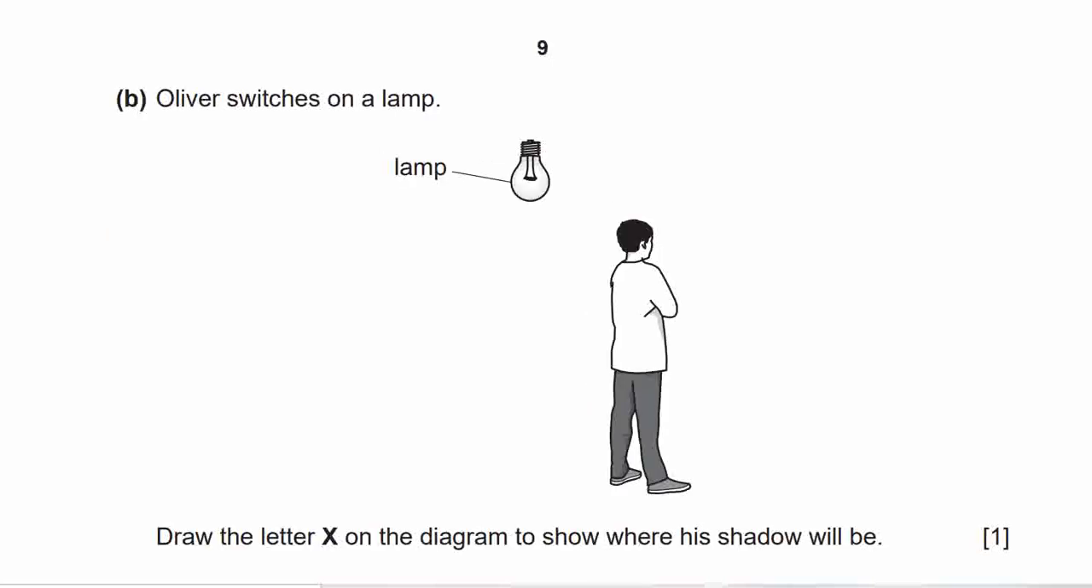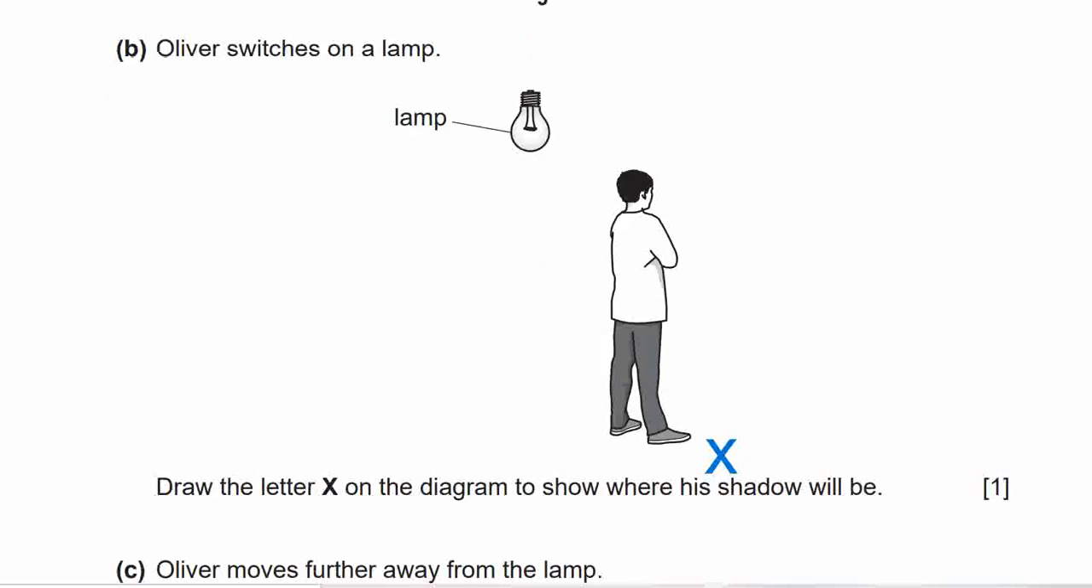Let's move on. Oliver switches on a lamp. Draw the letter X on the diagram to show where his shadow will be. The lamp will shine on Oliver here, and it will be blocked by Oliver's body, and thus the shadow will be created somewhere here. So we'll write X over there. So this is where we put the X.